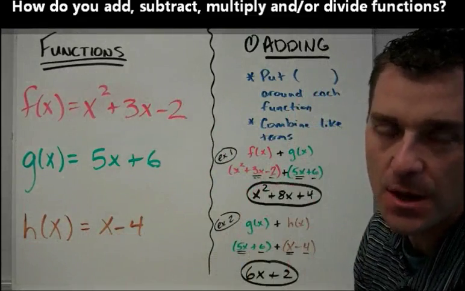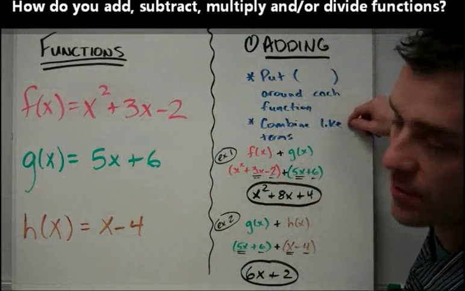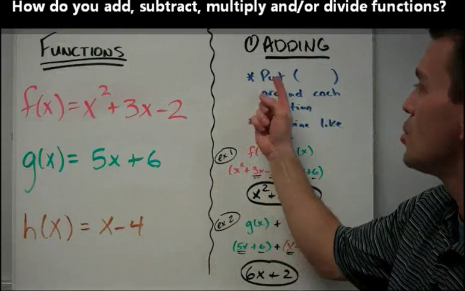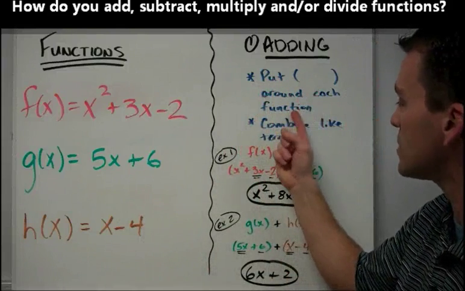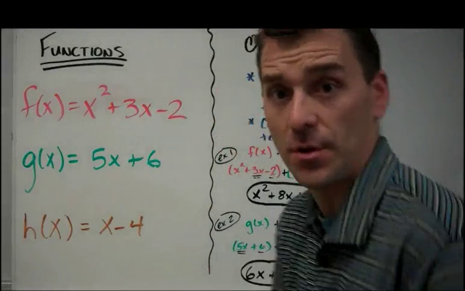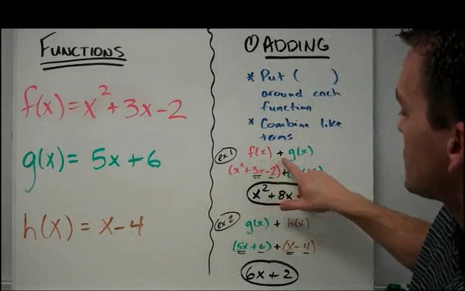So here's the first operation we're going to talk about. It's called adding. When you do adding of functions, it's probably the simplest one, to be honest with you. You put parentheses around each function, and then you just simply combine like terms. That's all you do.